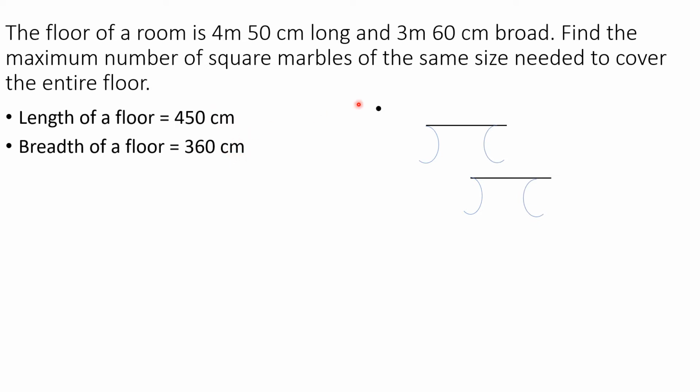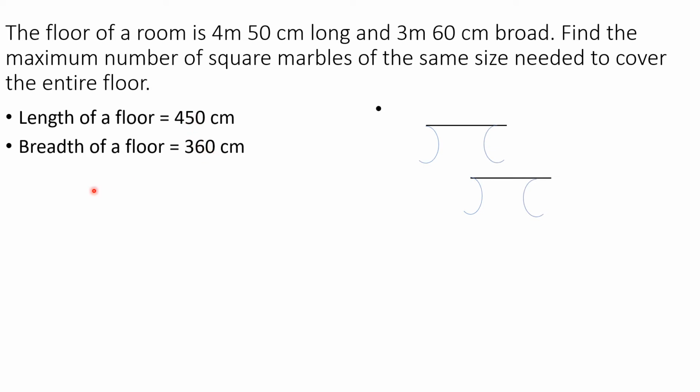Now what we have to find out? Find the maximum number of square marbles. Square marbles we have to use. But how many? Maximum number of the same size. So what we have to do? Yes, HCF. The length and breadth of the square marble should be a common factor of these two numbers, and maximum number of square marbles of the same size means highest common factor of these two measures, length and breadth.